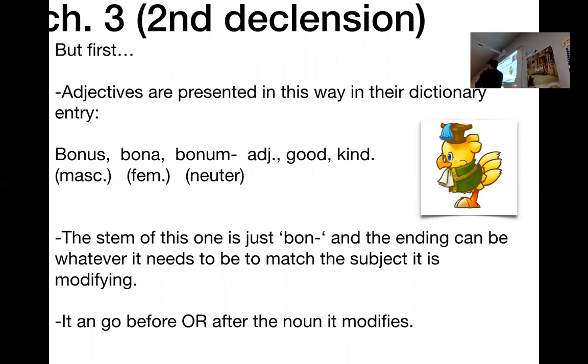Remember, neuter just means neither. So it's this third option. It is neither masculine nor feminine. We'll talk about neuter a little more today. We're going to focus on masculine.